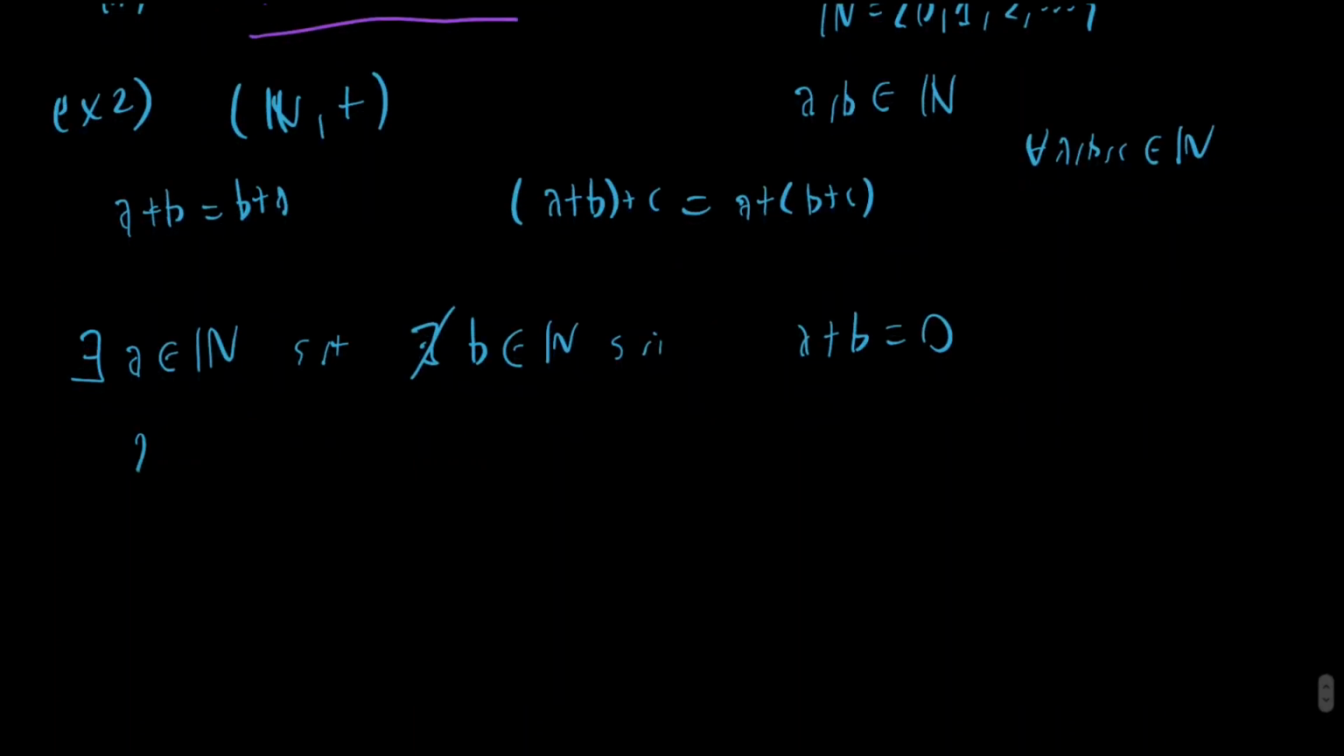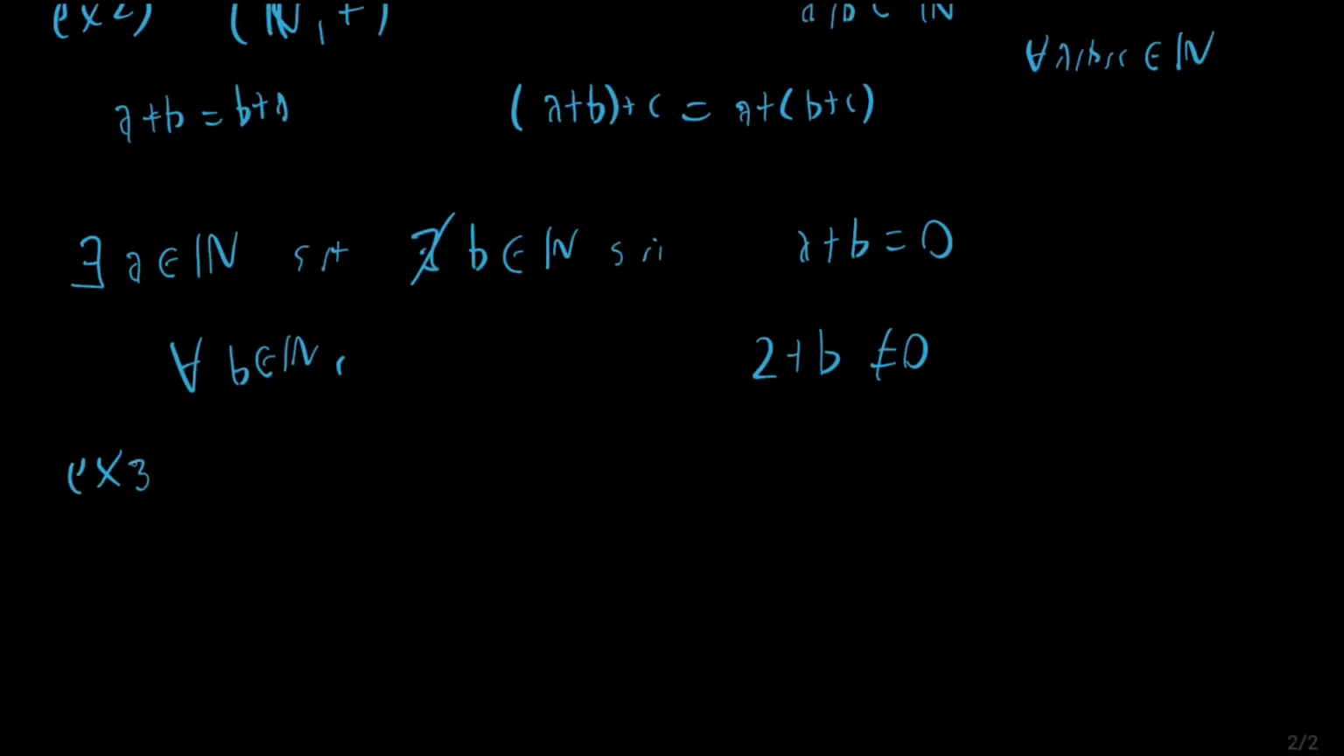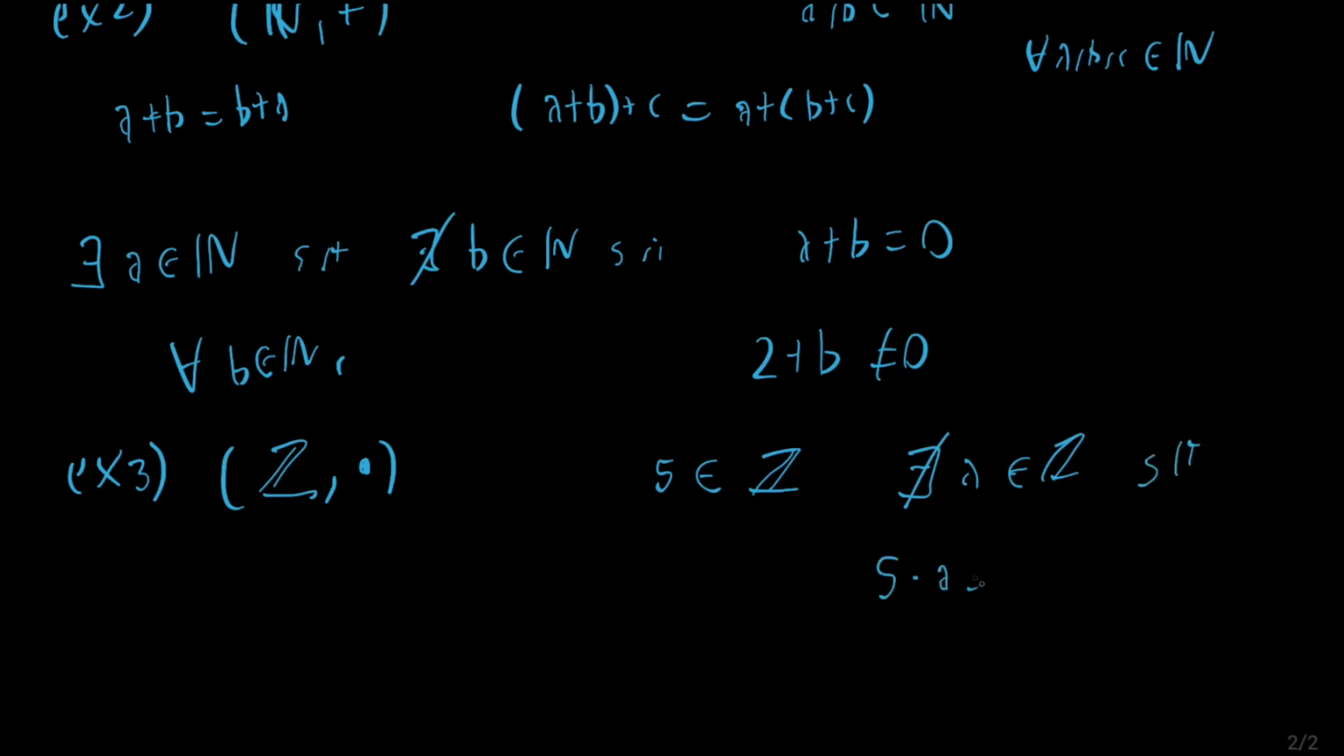In fact, we can take this element to be 2, and we see that for all b in N, 2 plus b is not equal to the identity 0. So this is an example of an algebraic structure that is not a group. Now let's give another example of an algebraic structure that is not a group. For example, we can take the integers together with ordinary multiplication. And why is it not a group? Because again, we can find an element. We can take, for example, 5 in the integers, and then we note that there's no element a in the integers such that 5 times a is equal to 1.